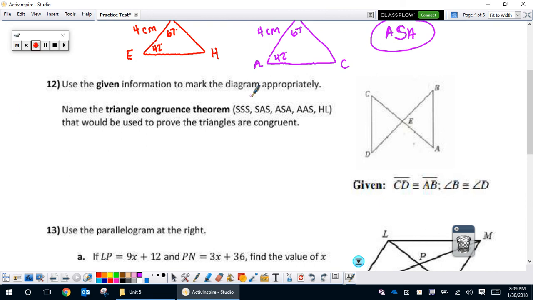Okay, number 12, use the given information to mark the diagram. So we are given that side CD is congruent to segment AB, and angle B is congruent to angle D. Now, if you remember, Ms. Luce said this looks like a bow tie, so that means you need to be on the lookout for vertical angles which happen to be equal. So now we can see we have an angle and a side.